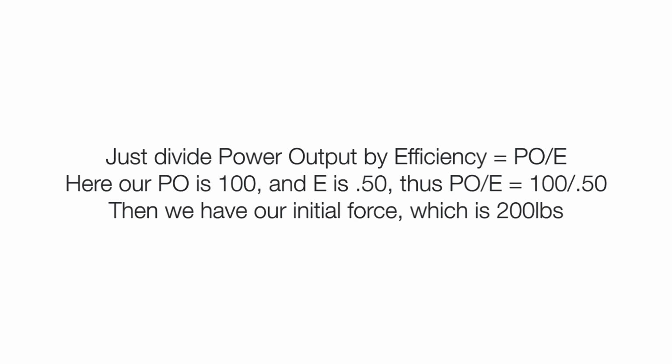Here's how to solve one of these. Just divide power output by efficiency. Here, our power output is 100, and efficiency is 0.50, or 50%. Thus, power output divided by efficiency is equal to 100 over 0.5. And now we know our initial force, which is 200 pounds. Make sense? Here's one to try by yourself.